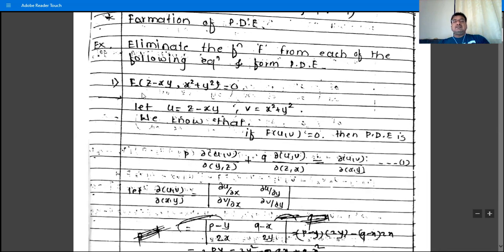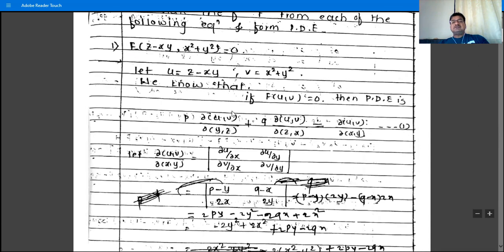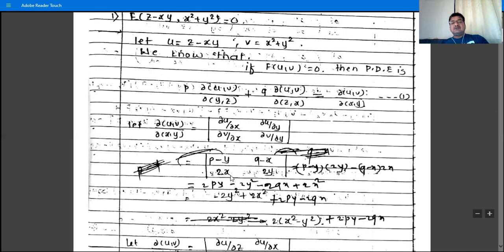So we are given f of z minus xy, comma, x square plus y square is equal to 0. If we denote z minus xy as u and x square plus y square as v, then it is of the form f of u, v is equal to 0. So we find ∂(u,v)/∂(x,y), which is the determinant with ∂u/∂x, ∂u/∂y, ∂v/∂x, ∂v/∂y. Okay, so this is the Jacobian.